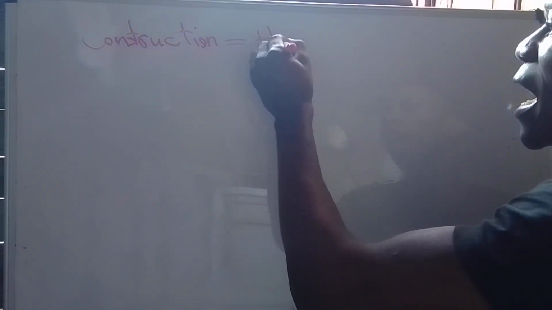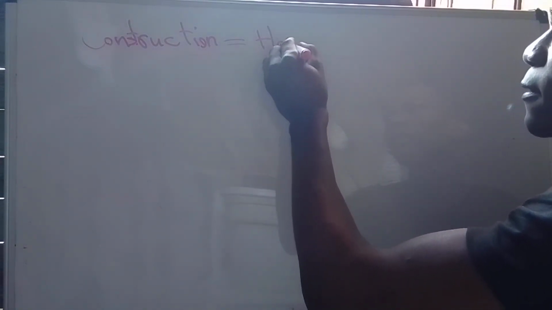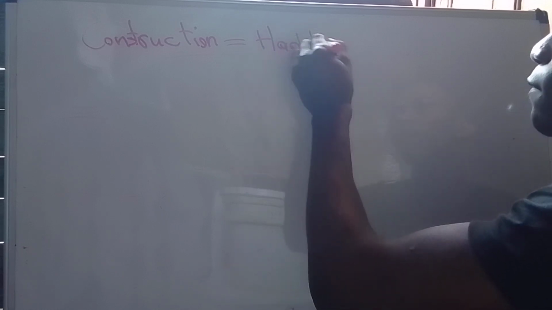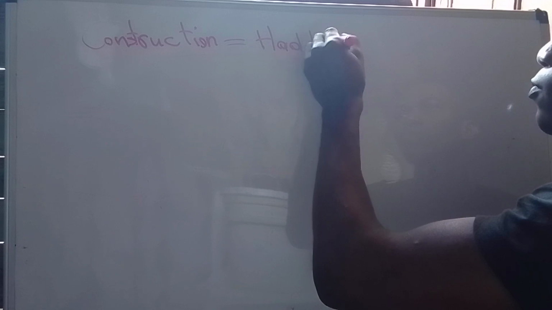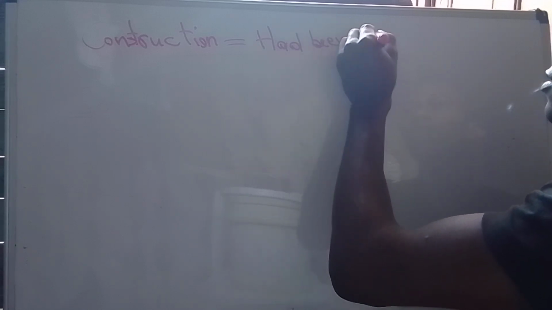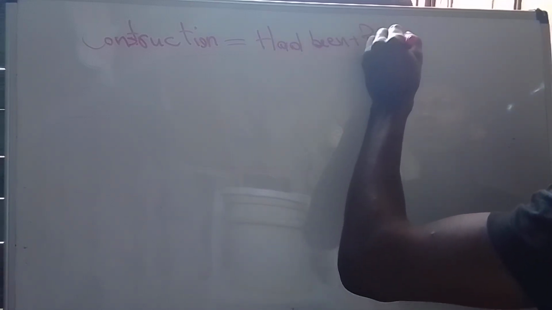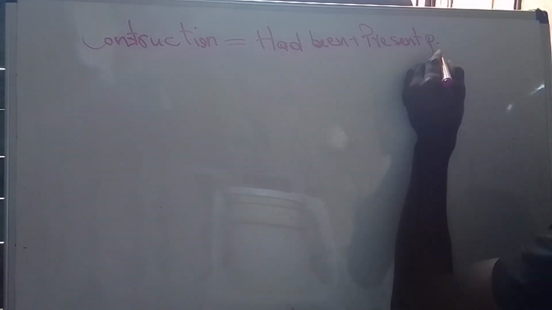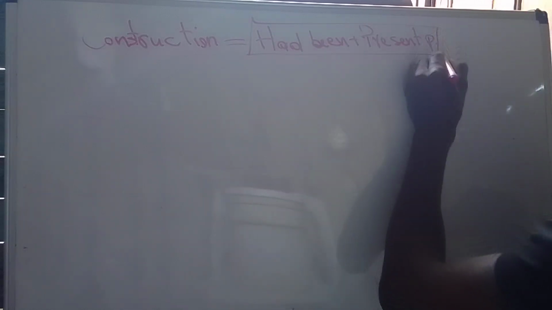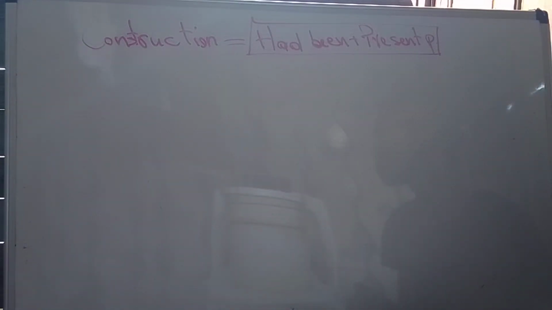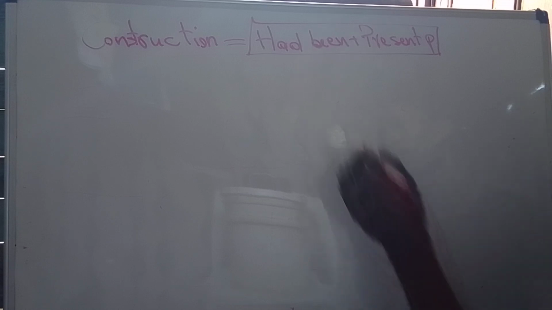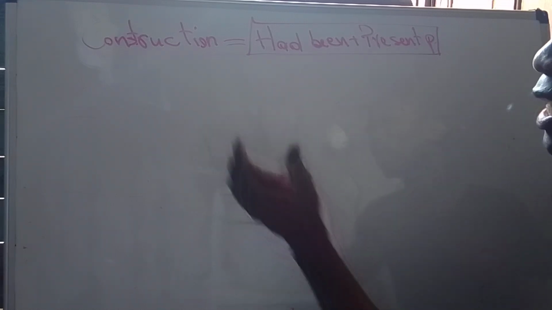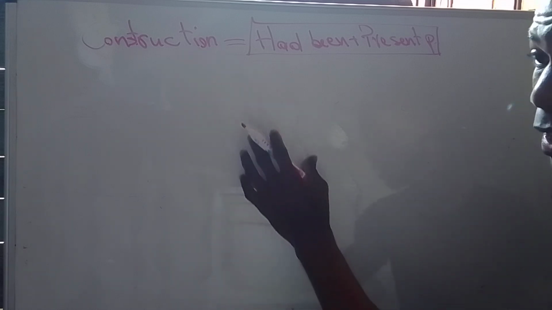We use had, we use had been plus present participle. Okay? We use had been plus present participle to construct that tense in English.